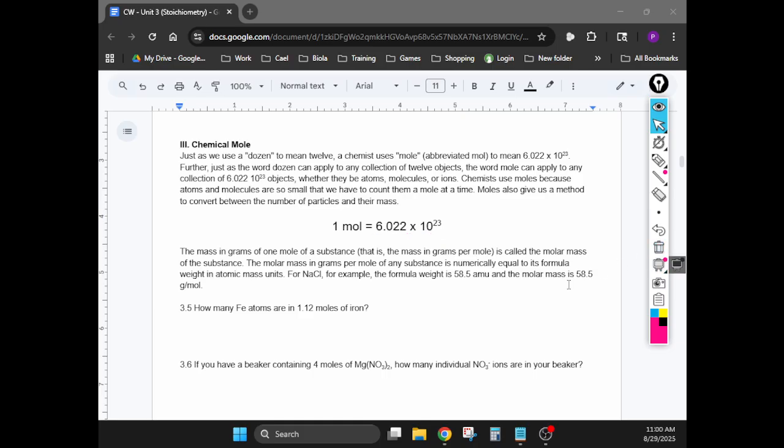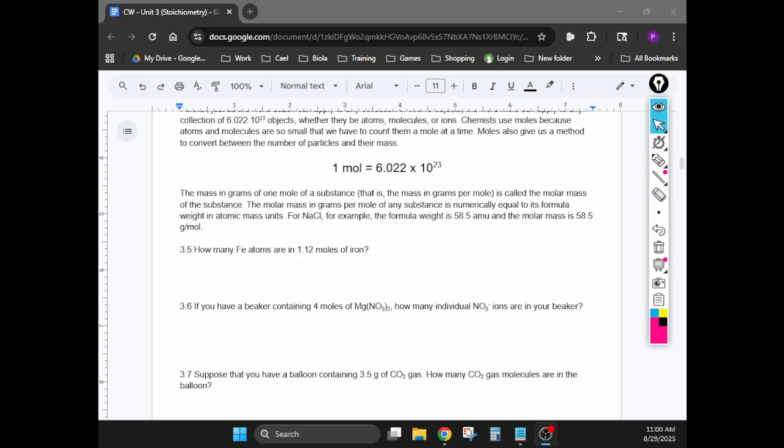The reason why we use moles to count atoms and molecules is because they're so small, you can't count them 100 at a time or 1,000 at a time. We need to count them a mole at a time. Now, as we talk about that, let's take a look at the periodic table real quick.